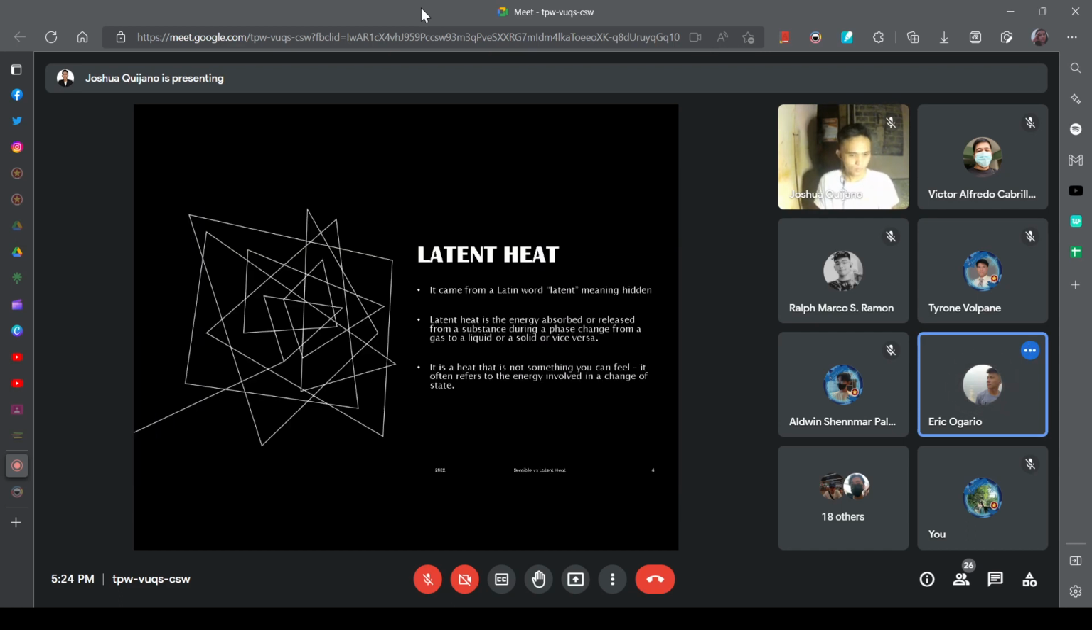Next. Latent heat. It came from a Latin word latent, meaning hidden. Latent heat is the energy absorbed or released from a substance during a phase change from a gas to a liquid or a solid or vice versa. It is a heat that is not something you can feel. It often refers to the energy involved in a change of state. So sa latent heat naman, from the Latin word itself, latent meaning hidden, may pagbabago sa state of matter niya pero walang pagbabago sa temperature niya, constant pa rin yung temperature niya.